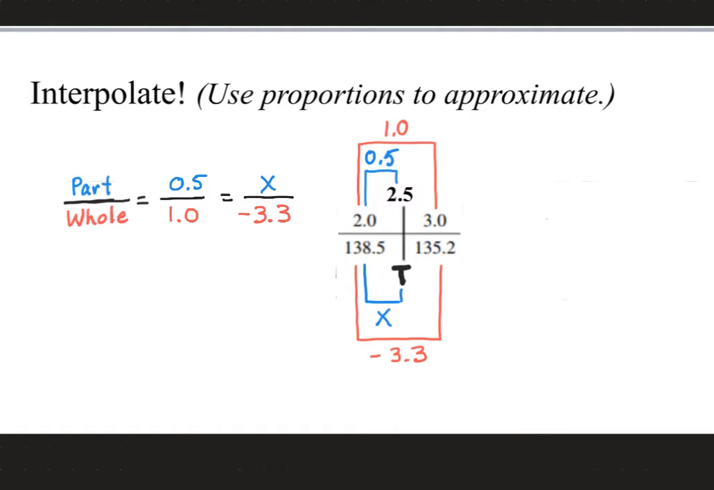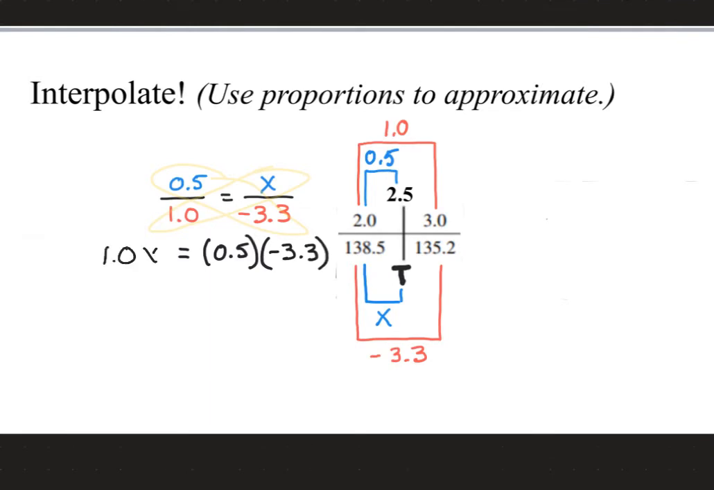And now that I have a proportion set up here with actual numbers, I can get rid of this part and whole. And now I'm going to solve for x by cross multiplying. 0.5 times negative 3.3 equals 1.0x, which is just x equals whatever this turns out to be. And what it turns out to be is negative 1.65.